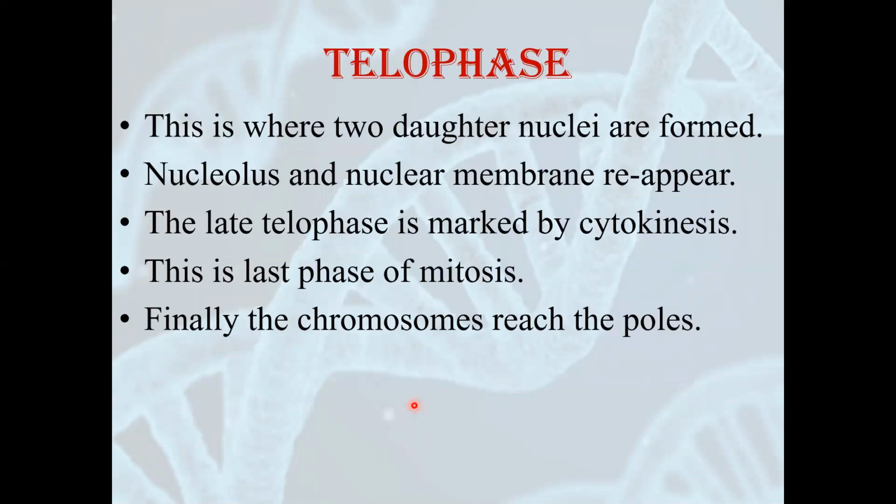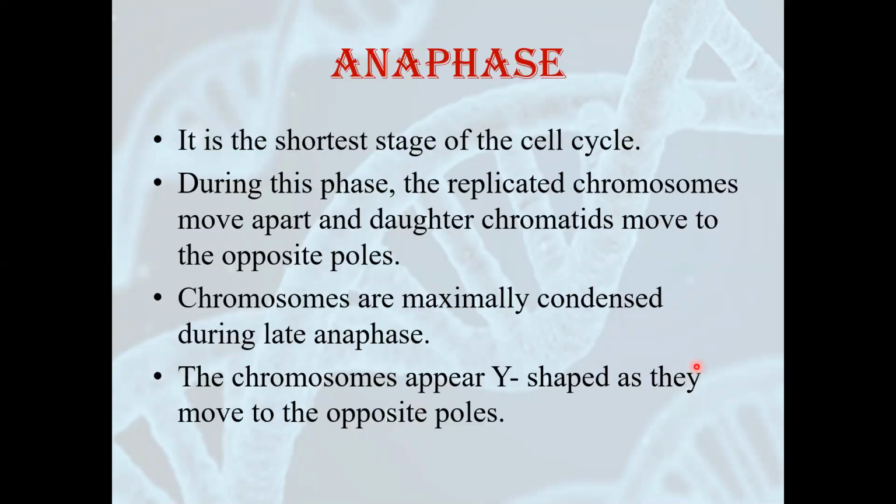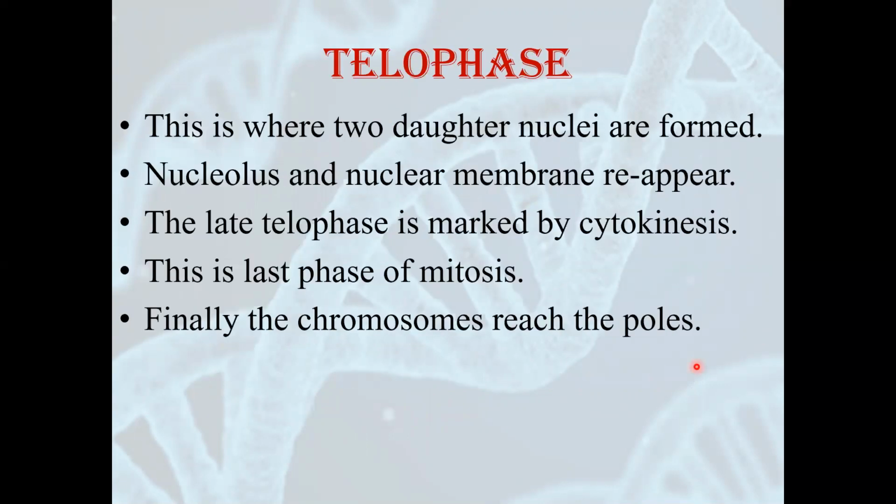And at the end, there is telophase. This is where the two daughter nuclei are formed. Again, nucleolus and nuclear membrane will reappear. You can see it here. Slowly and slowly, the nuclear membrane will reappear and nucleolus will also start to form. So this is actually opposite of prophase.